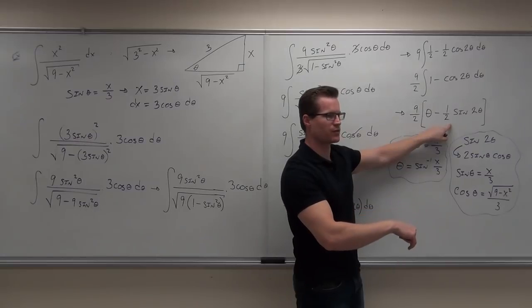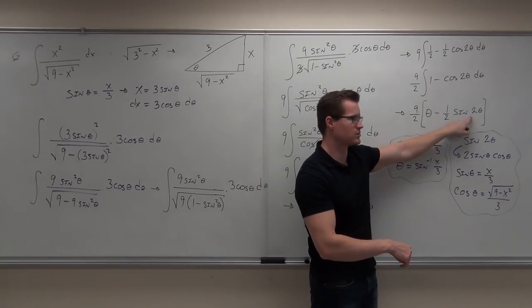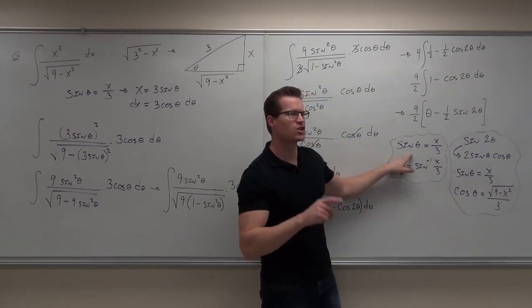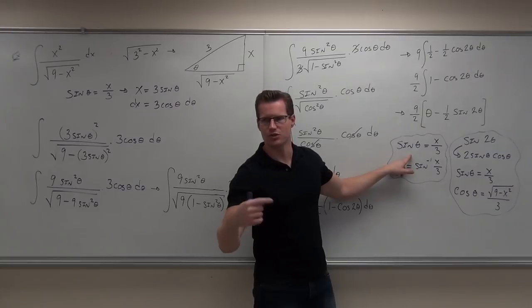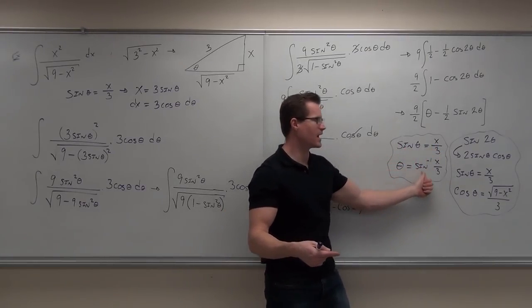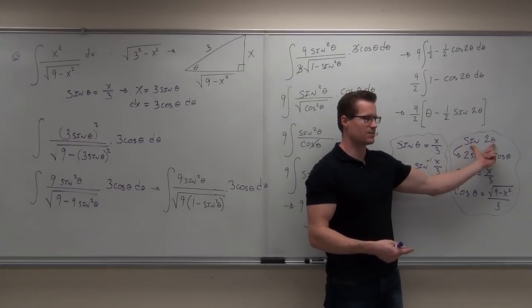You get all the way down to here, and then you go, junk. Now we got to substitute back in for any thetas that we see. Some of them are easy. Some of them take some time. So check it out. Whenever you have just a theta, you are going to have an inverse trig function. So if sine theta equals x over 3, theta is sine inverse of x over 3. You got it?